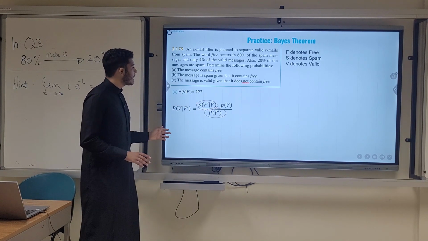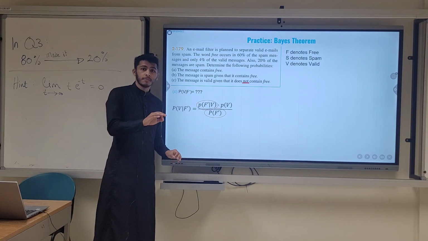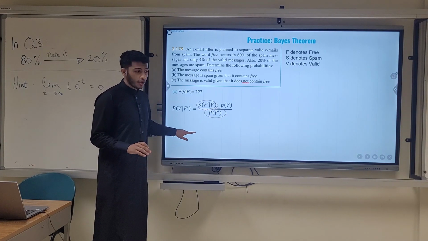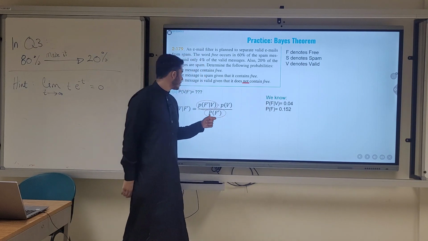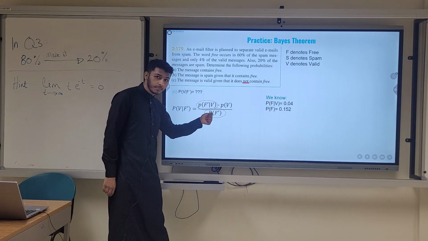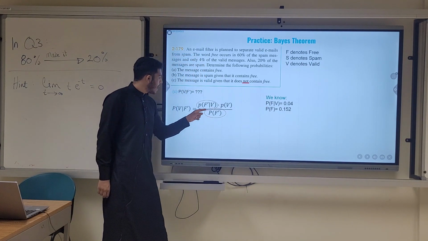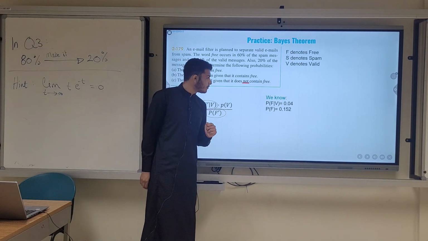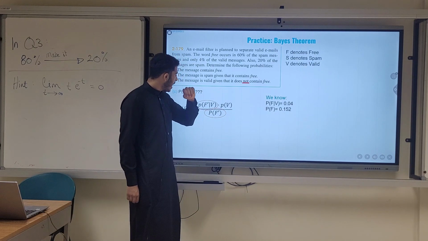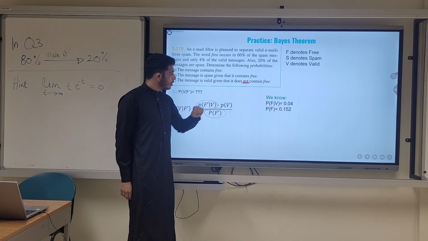We don't know them. I'm going to tell you it is extremely easy to find them, but bear with me. Here is the thing. We know the probability of F given V. Here we want the probability of F prime given V, but we have F given V. And here we want the probability of F prime, but we have the probability of F.